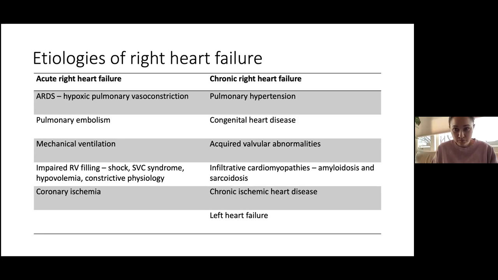And then etiologies of chronic right heart failure: pulmonary hypertension, a huge umbrella of conditions, congenital heart disease, acquired valvular abnormalities, infiltrative cardiomyopathies, chronic ischemic heart disease, and then left heart failure can cause right heart failure, and you can have someone who has biventricular problems. So just a few scenarios in which we should check ourselves and say, hey, did I look at the right heart? Am I considering what will happen if I give this patient fluids?